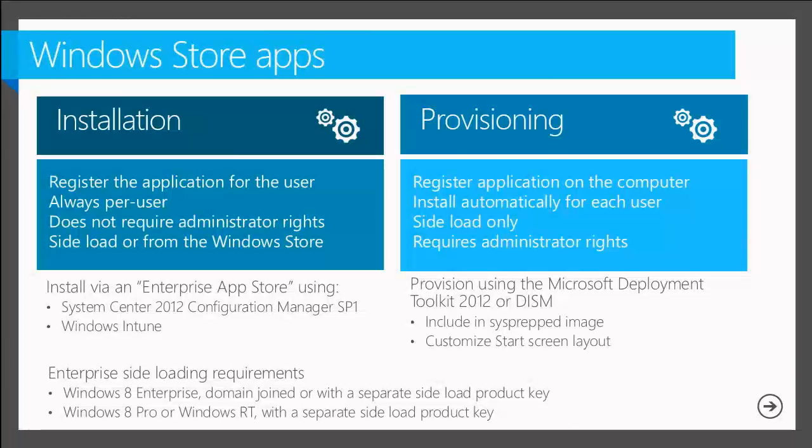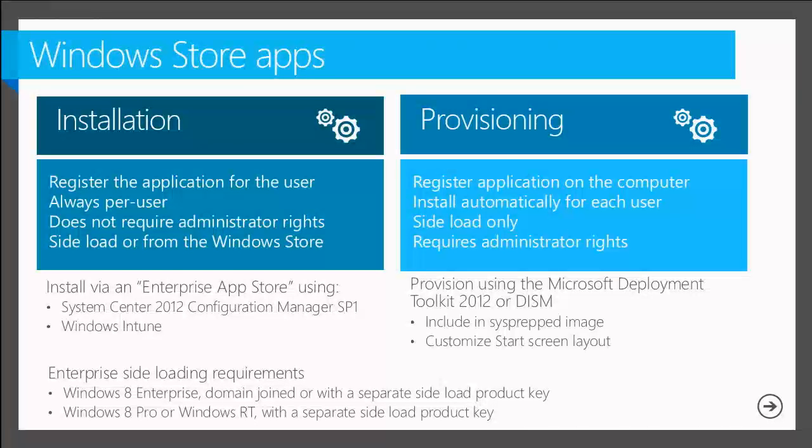You could provision an app as part of a task sequence, but there's nothing built into Config Manager to do that. Config Manager really wants to focus on the user side of this to be able to provide an enterprise app store. That enterprise app store, in the case of Config Manager, is provided through the app catalog, the web page that you may have already seen. In the case of Windows Intune, it's provided through a company portal app. We'll take a look at each of those as we're going through.